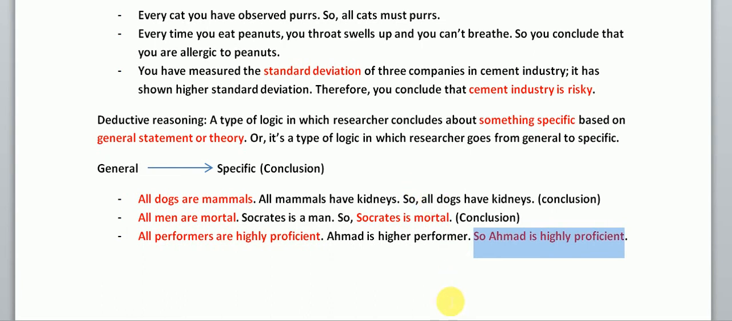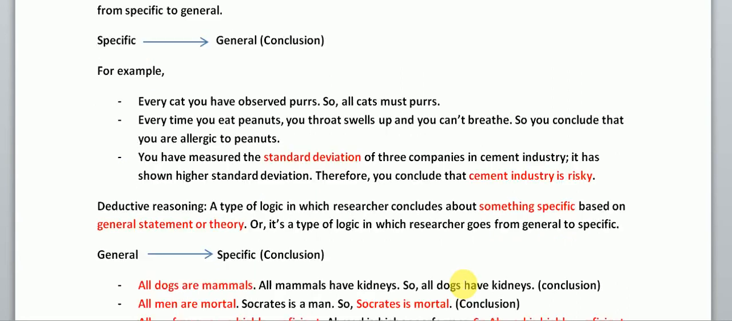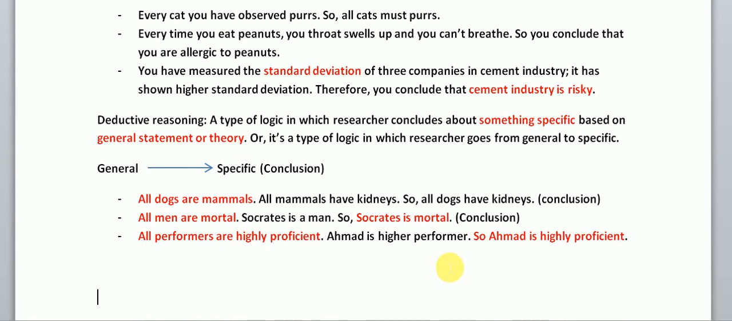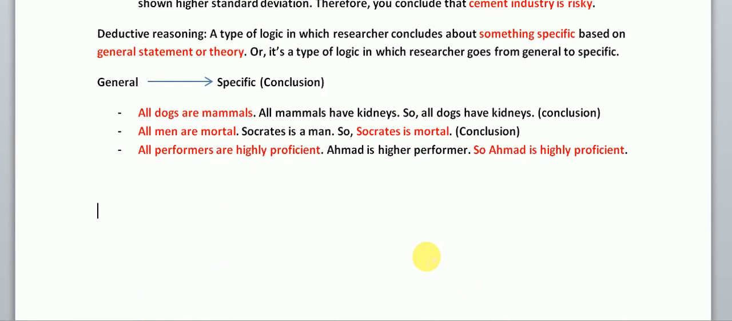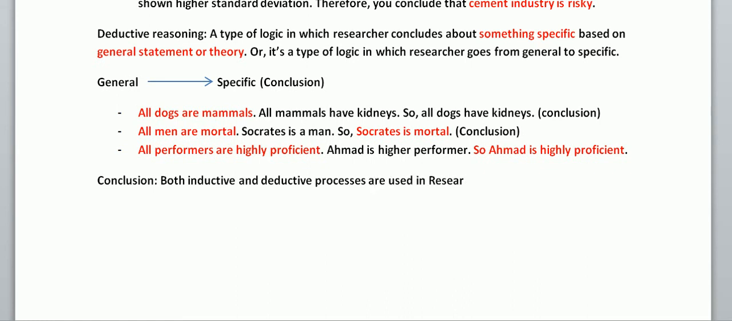Okay, so this is called, dear students, deductive reasoning. Now, whenever we talk about research, how can we use both inductive and deductive reasoning in research? I'm just giving you a simple example. Both inductive and deductive processes are used in research. You should know about it.